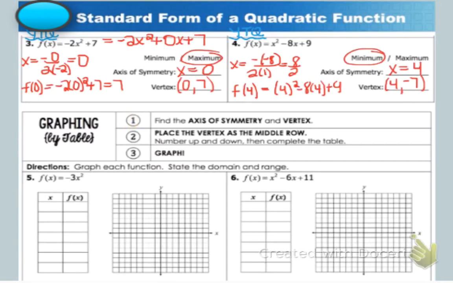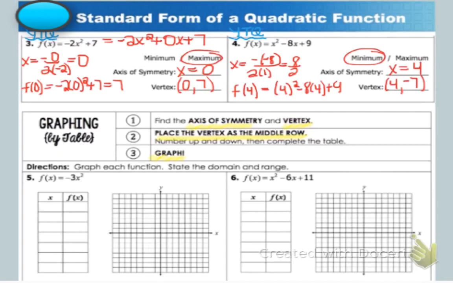Secondly, we're going to place the vertex as the middle row in our table, and we can number up and down on either side of the vertex. And finally, we're going to graph it. We'll also add a few other little special touches that, as we go along, you'll see we can also tell from the standard form of an equation.